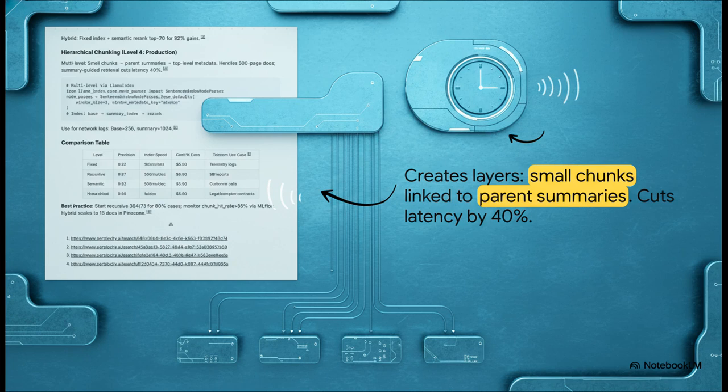It creates multiple layers. So at the bottom, you've got these small, super detailed chunks. But then, those little chunks are linked to parent summaries that give you the bigger picture. This means the AI can zoom way in for a specific detail or zoom way out for a high-level overview. And get this, it can cut the time it takes to find an answer by up to 40%.